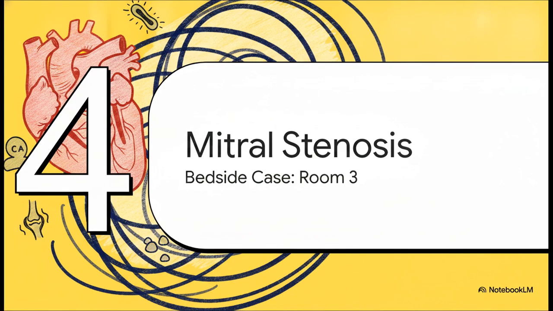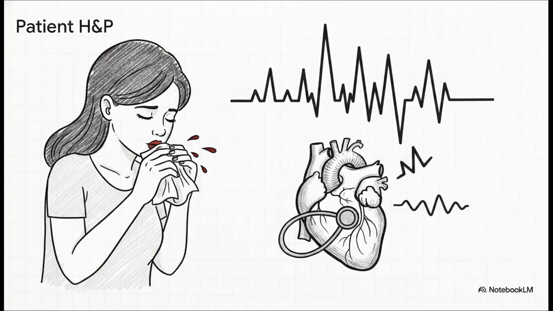Section 4, Bedside Case, Mitral Stenosis, Room 3. All right, as we step into Room 3, I really want you to pay close attention to the patient's background because here, etiology is absolutely everything. The picture is a 42-year-old female immigrant with a childhood history of rheumatic fever. She's coming in with progressive dyspnea, orthopnea, and one frankly terrifying episode of hemoptysis, literally coughing up blood.